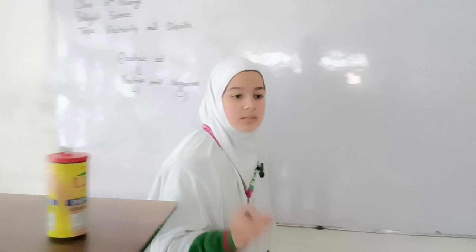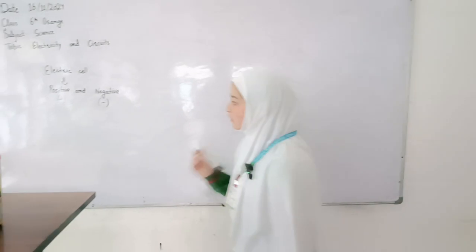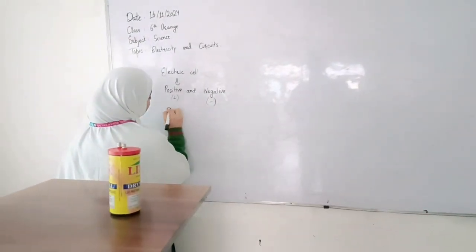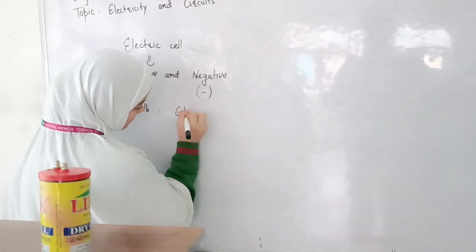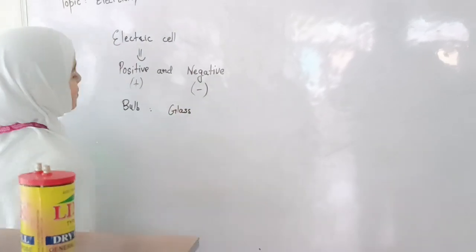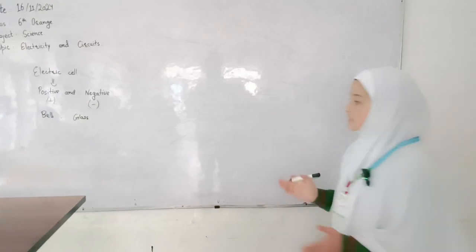Then comes the torch bulb. A bulb is a device that provides light when electricity is applied to it. The outer covering of a bulb is made up of glass, and inert gases are present in it.